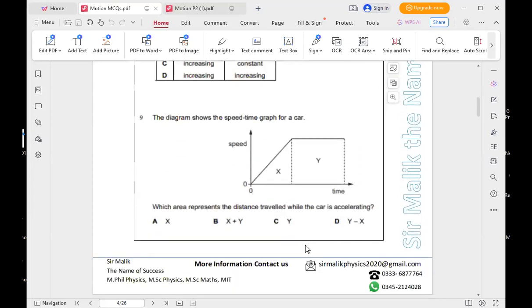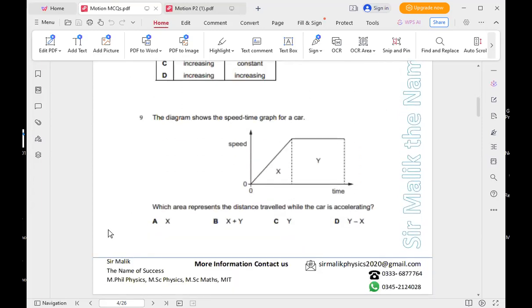Come to question number 9. The diagram shows the speed time graph for a car. What does the X region show? The X region shows the distance covered when the speed is increasing and the acceleration is uniform. And the Y region shows the speed is constant, and at that time it covers distance.